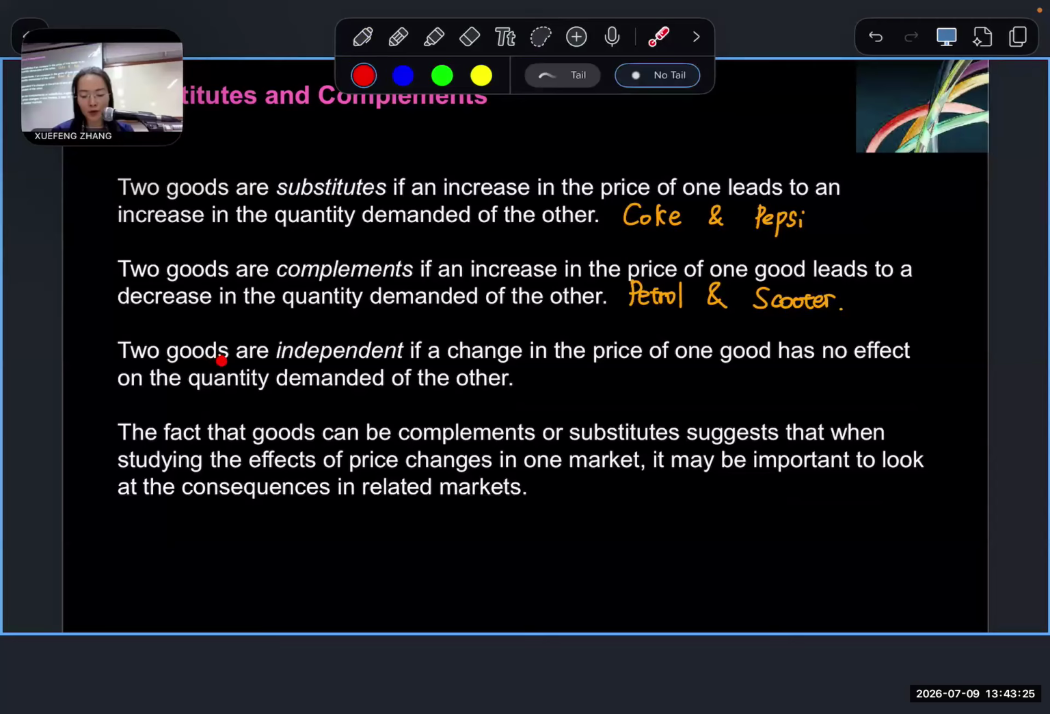And two goods are independent if a change in the price of one good has no effect on the quantity demanded of the other. So here, it means that the two goods don't have any relationship. The fact that goods can be complements or substitutes suggests that when studying the effect of price changes in one market, it may be important to look at the consequences in related markets.